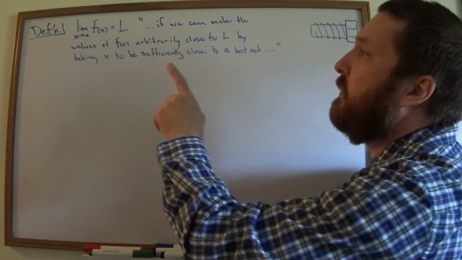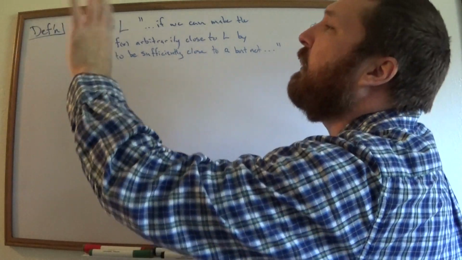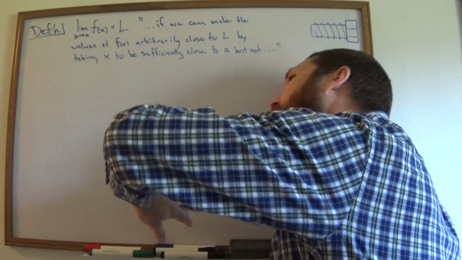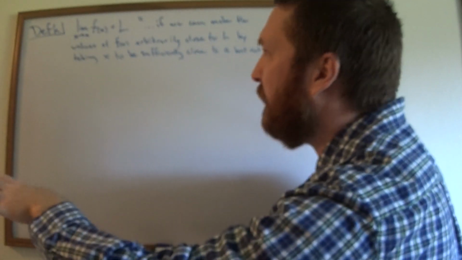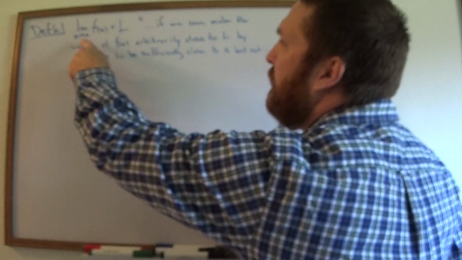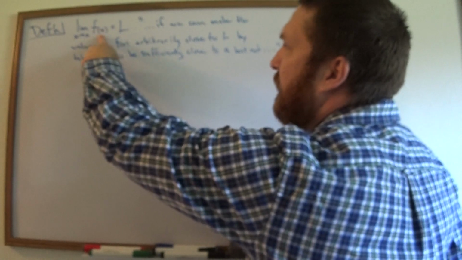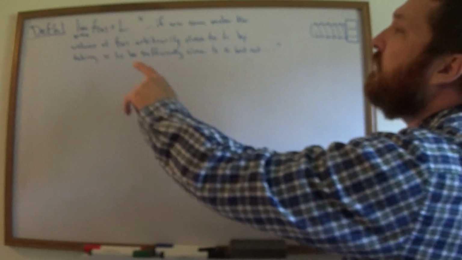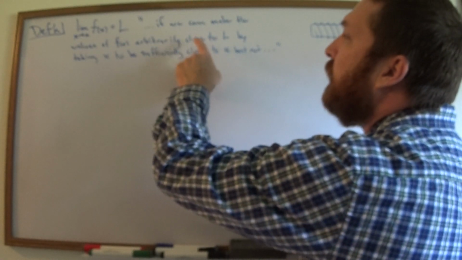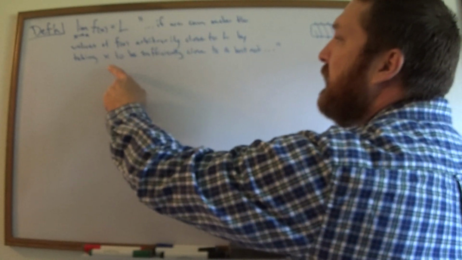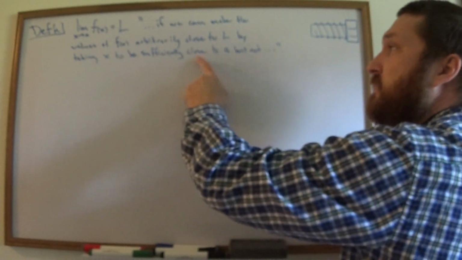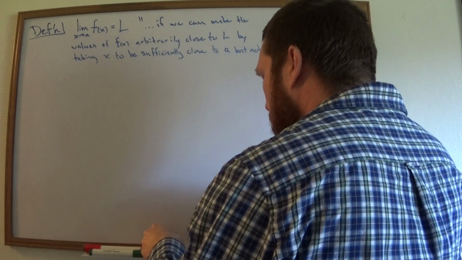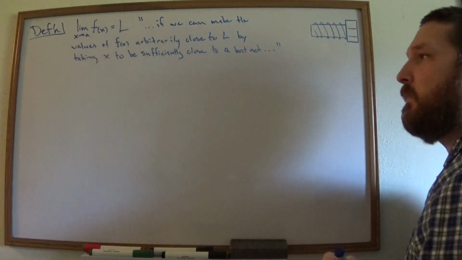But let's just remember, it said that given a function f that's defined on a domain, not necessarily at a, then we say that the limit as x goes to a of f of x equals L if we can make the values of f arbitrarily close to L by taking x to be sufficiently close to a, but not equal to a. Okay? This is what we've been working with this whole time.